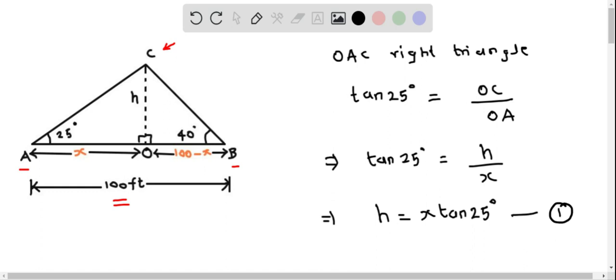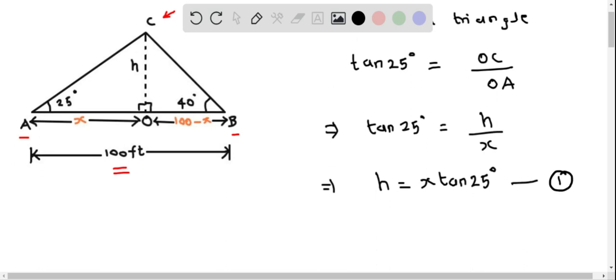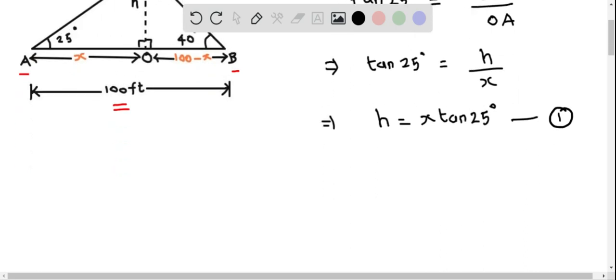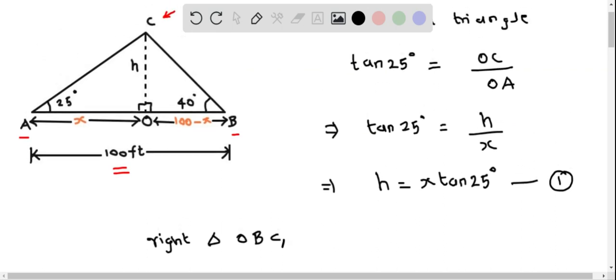In the same way, now we consider another right triangle, OCB. So here once again I'm going to write down the tangent relation, that is, in right triangle OBC, we write the relation for tangent 40. So tangent 40 is the opposite side, which is OC, divided by the adjacent side, which is OB.